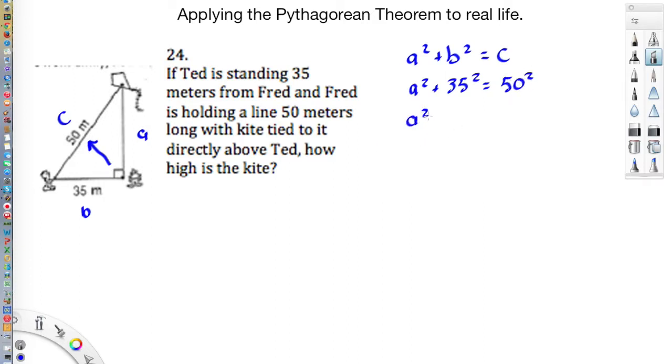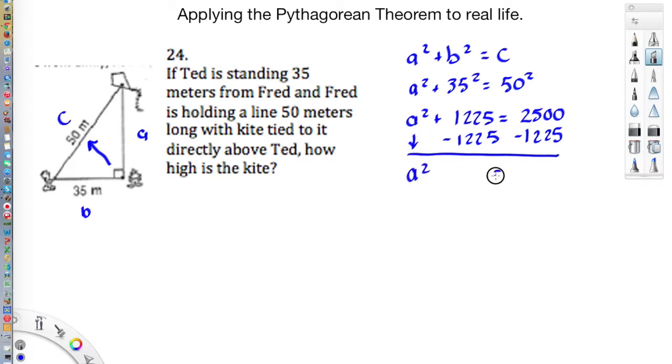Okay, so I have a squared plus 35 times 35, which is going to be 1,225, and 50 times 50 is going to be 2,500. Okay, I want to isolate the variable a, so I have to subtract 1,225 from both sides. That leaves me with a squared is equal to, I've got to do some regrouping here.